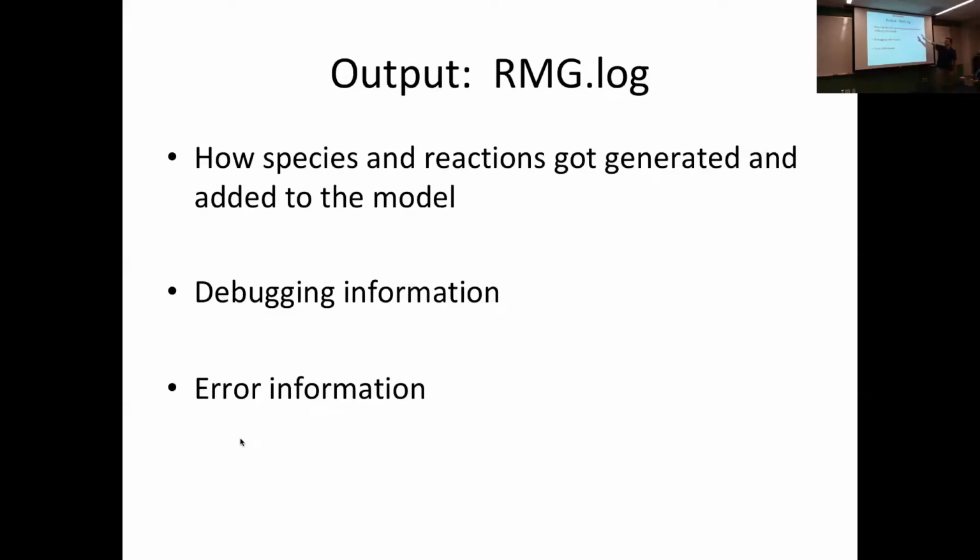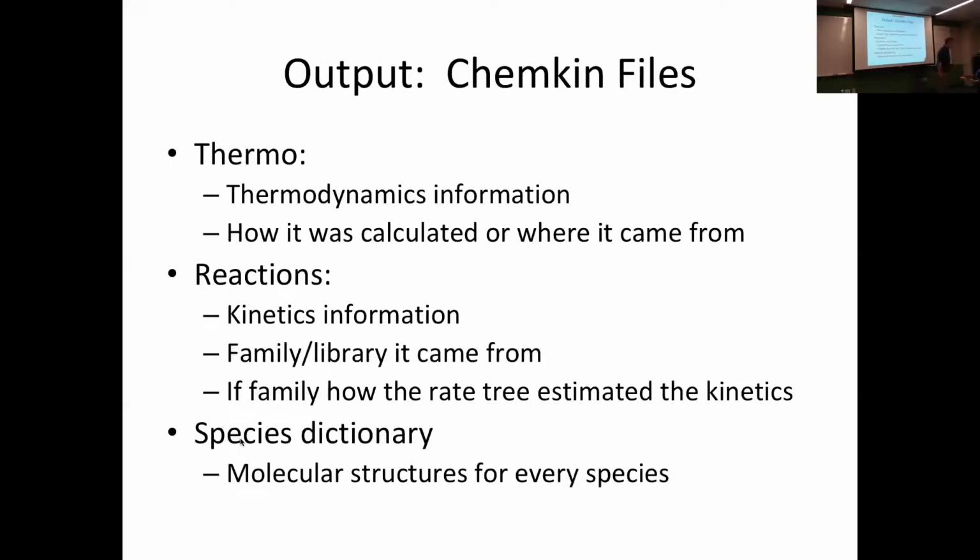So the first part of the output is the RMG log. The RMG log essentially just tells you how species and reactions got generated and how, over the course of the run, they got added to the model. It also gives a little bit of debugging information and some error information related to if things went wrong during your run.